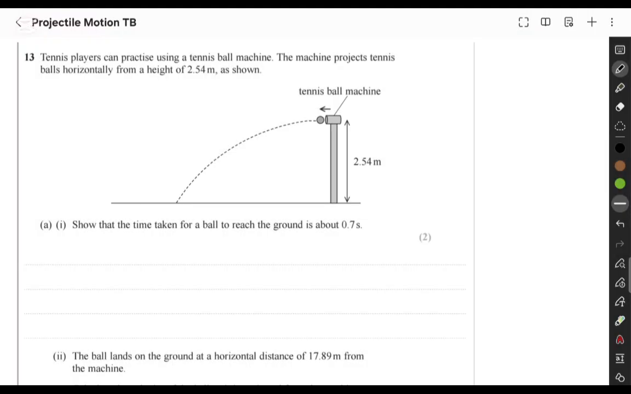Tennis players can practice using a tennis ball machine. The machine projects tennis balls horizontally from a height of 2.54 meters as shown. Show that the time taken for the ball to reach the ground is 0.7 seconds.